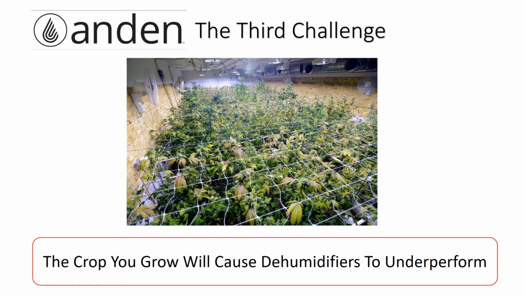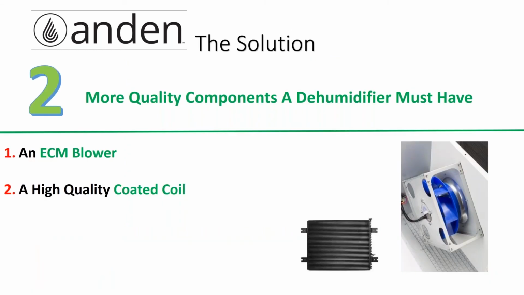The third challenge is your crop itself is designed to make a dehumidifier underperform. Everything in that room is designed to challenge a dehumidifier from doing what it needs to do. Same thing with your air conditioner. If you're not using a high quality filtration system on your air conditioner, get out there today and get one, because it's costing you money if you're not.